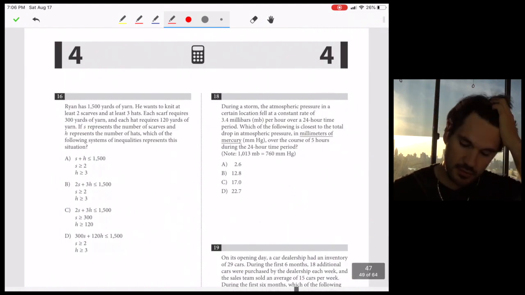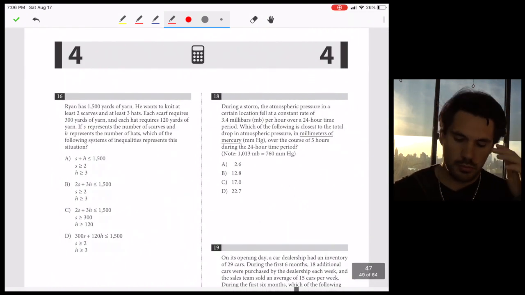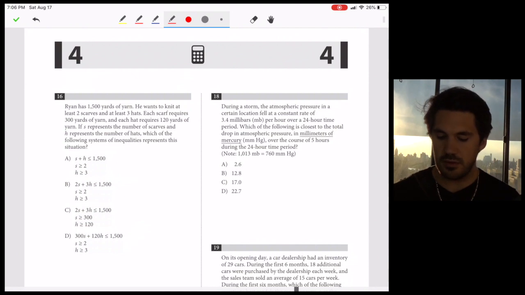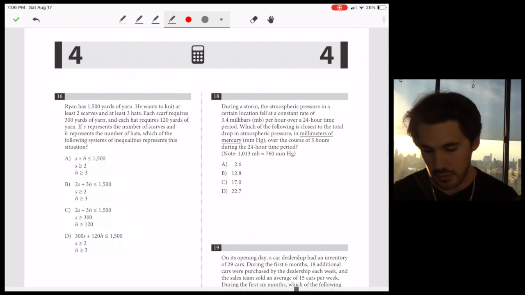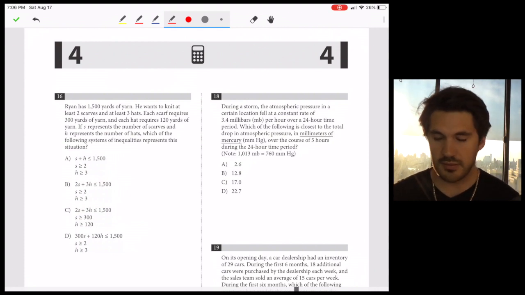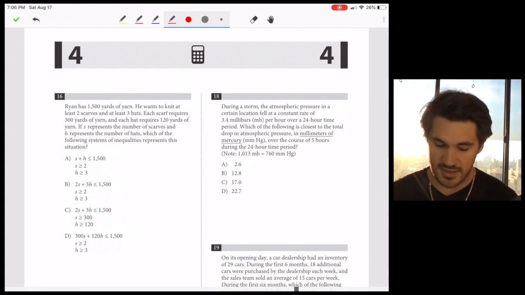Number 16. Ryan has 1,500 yards of yarn. That is a lot of yarn. He wants to knit at least 2 scarves and at least 3 hats. It is summertime at the time of this video, so that does not sound fun. Each scarf needs 300 yards of yarn, and each hat requires 120 yards of yarn. S is the number of scarves, H is the number of hats, which inequality represents this situation?